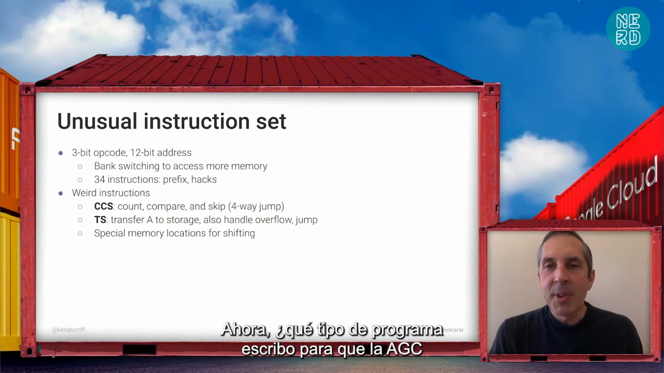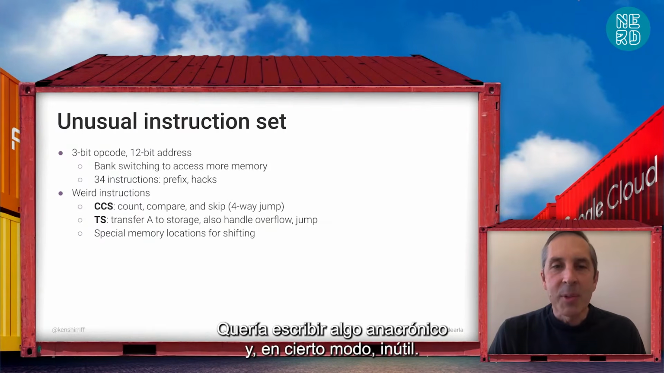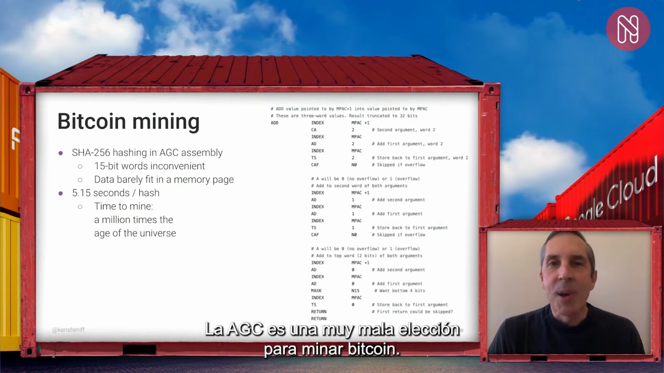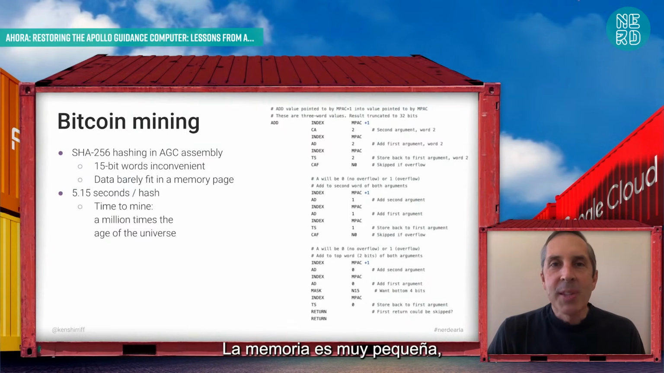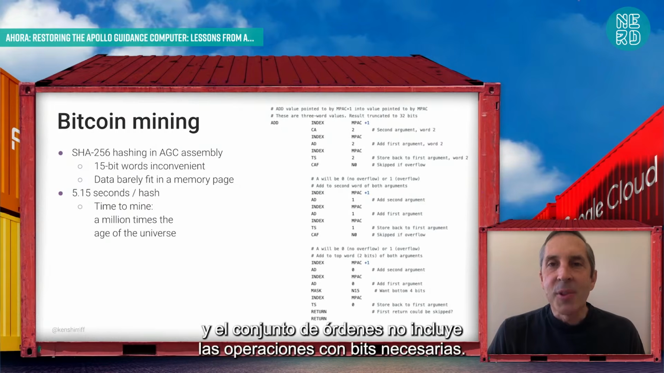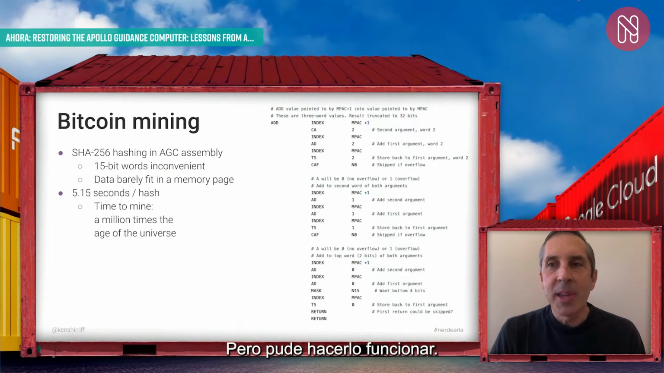So now what kind of program did I want to write for the AGC to demonstrate its performance? I wanted something that was kind of pointless and anachronistic. So I chose Bitcoin mining. Now, the Apollo guidance computer is a really bad choice for Bitcoin mining. The memory is very small, the 15-bit words are an inconvenient size, and the instruction set doesn't have the bit operations that would be convenient. But I was able to get it working.